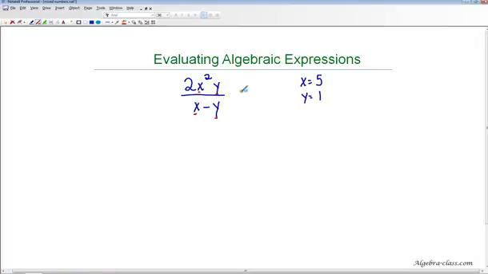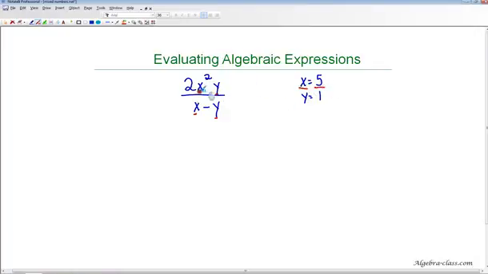So that's one thing. The other is that notice that this is a fraction bar with an expression in the numerator and in the denominator. And that means that our fraction bar is acting as a grouping symbol, which means that everything in the numerator is grouped together and everything in the denominator is also grouped together. So we need to evaluate the numerator and the denominator separately.